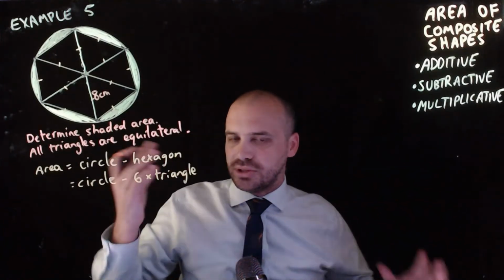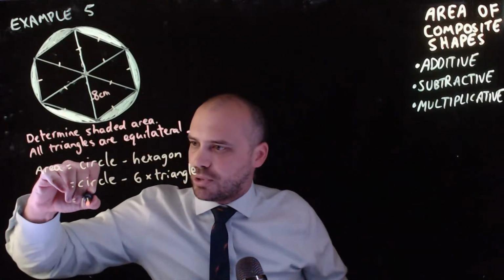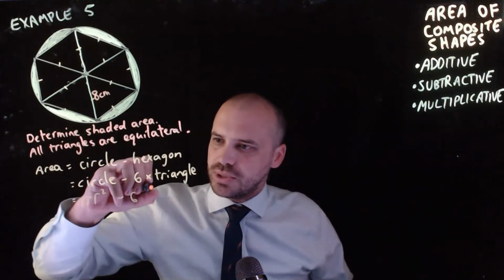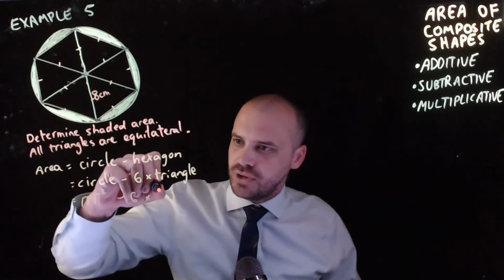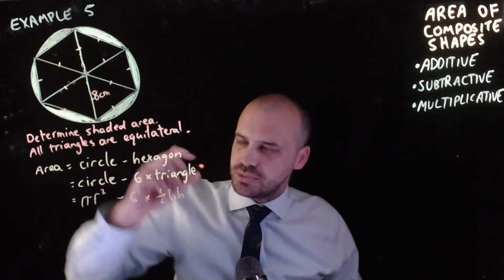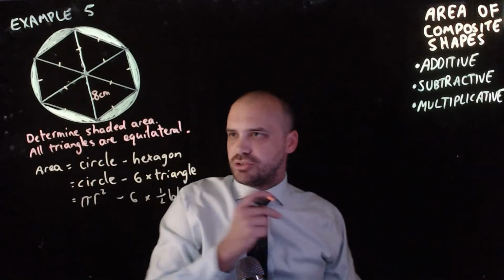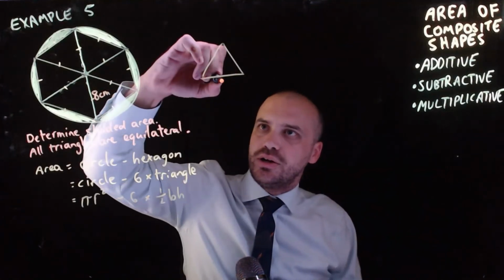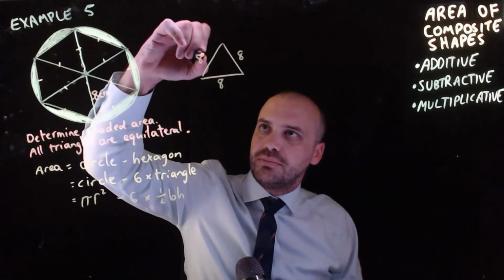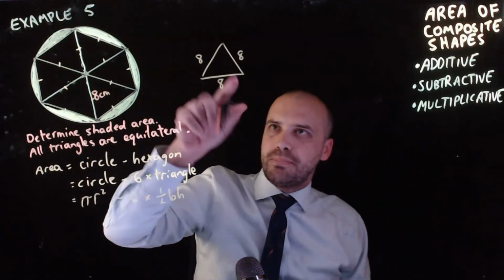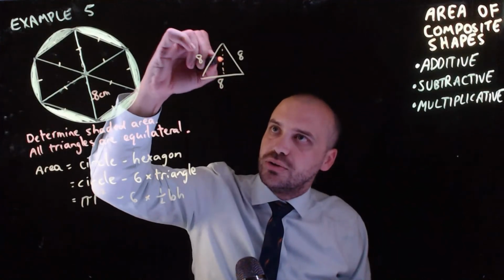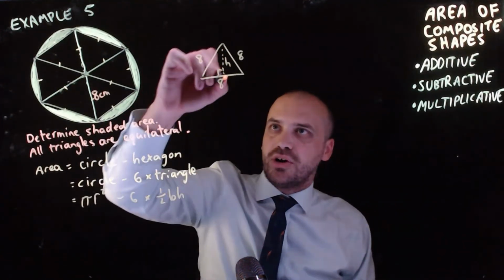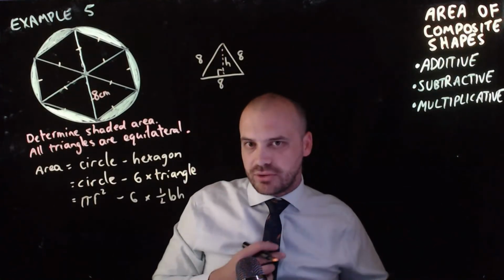Now the circle is easy. It's just pi r squared. And I know what the area of a triangle is as well. It's 6 lots of half base times height. And this is where I'm going to run into trouble, because one of these triangles I know is 8 by 8 by 8, which means that I know the base, but I don't know the height. Luckily, I can find it using Pythagoras' theorem.